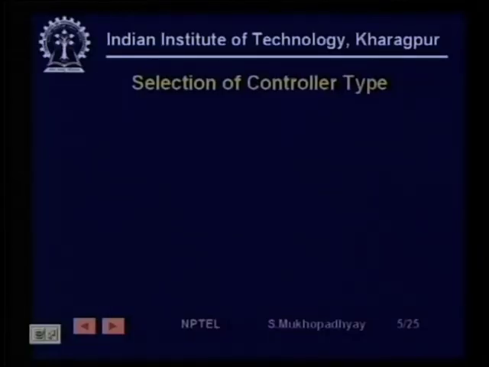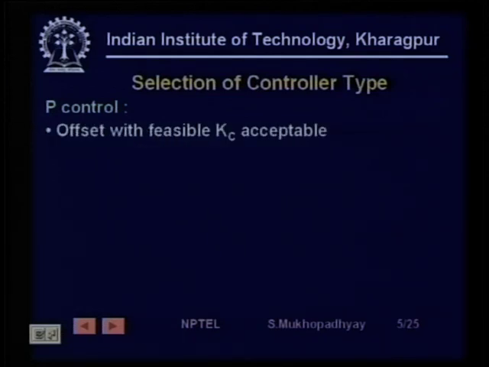So, let us first look at the P control. Now, we already know that P control leads to offsets in most cases. So, obviously you can use P control only when that offset is acceptable with feasible values of the gain. What does feasible value of the gain mean? You can always say that I can increase the gain, but you cannot.